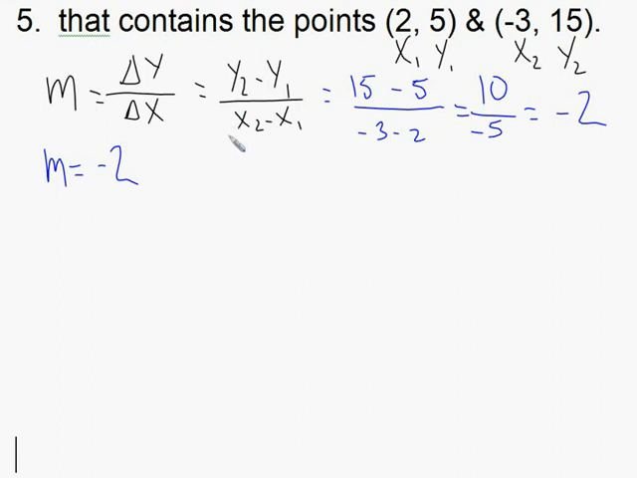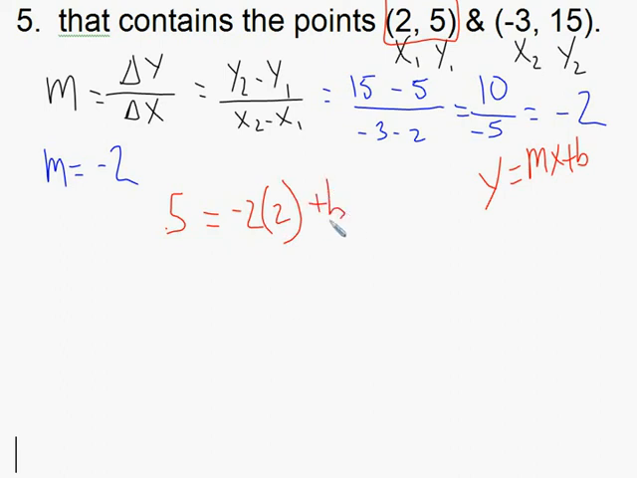Now I do the same thing as before. I'll pick one of my coordinates. I'm going to work with the first one here, and I substitute in for x and y into the slope-intercept form, y equals mx plus b. So y, let me substitute, the y value here, 5, is equal to my newly found m, the slope, negative 2, times x, the x value I'm using here is the coordinate 2, plus b.